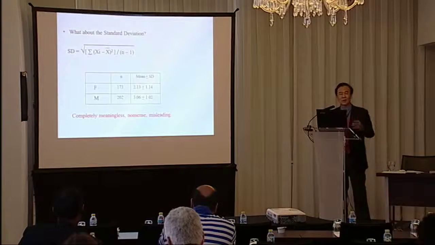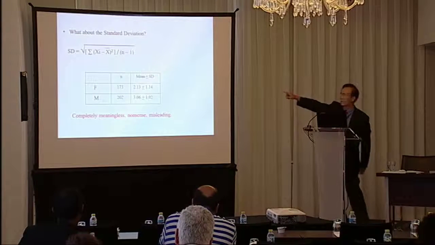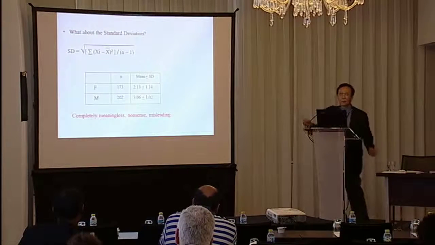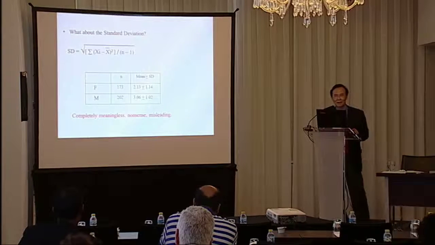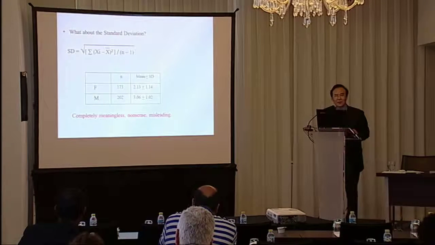Now let's go to the standard deviation. If you look at the formulation of a standard deviation, you have to know what the sample mean, x bar, is. Now the average doesn't exist, which means you cannot estimate the standard deviation. So when you have ordinal data, you cannot have not only the mean, but you cannot even have a standard deviation.